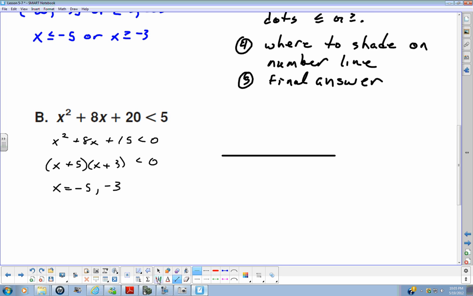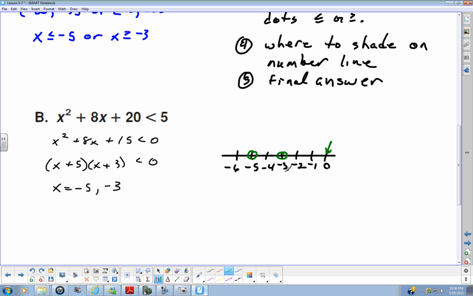Okay. So we've got our -6, -5, -4, -3, -2, and we're going to go to 0 again. All right. Now, because it's less than, that means we're going to put open dots instead of closed dots at -5 and -3. And once again, we're going to check 0.